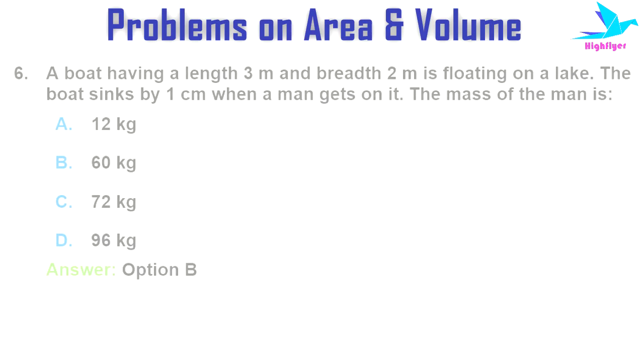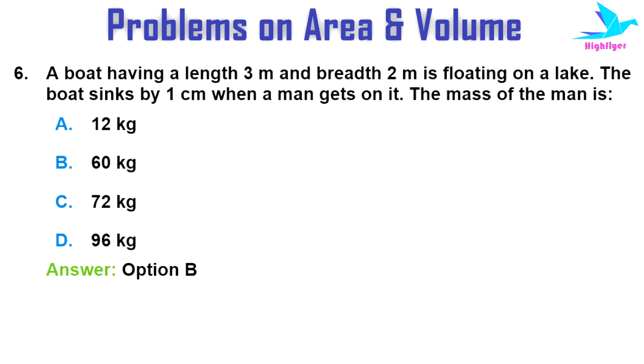Next question. A boat having a length 3 meter and breadth 2 meter is floating on a lake. The boat sinks by 1 centimeter when a man gets on it. The mass of the man is 12 kg, 60 kg, 72 kg or 96 kg. The right option is option B, 60 kg.